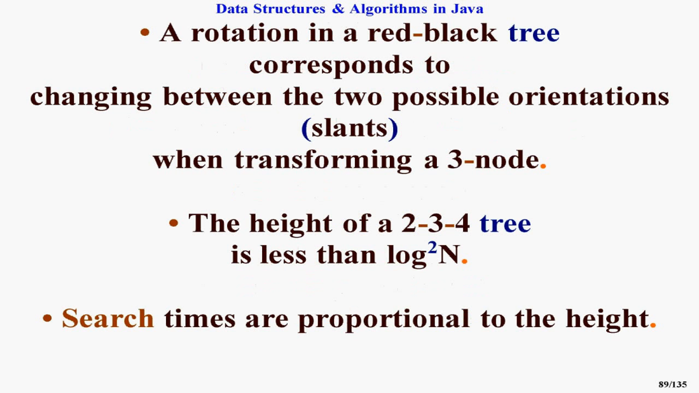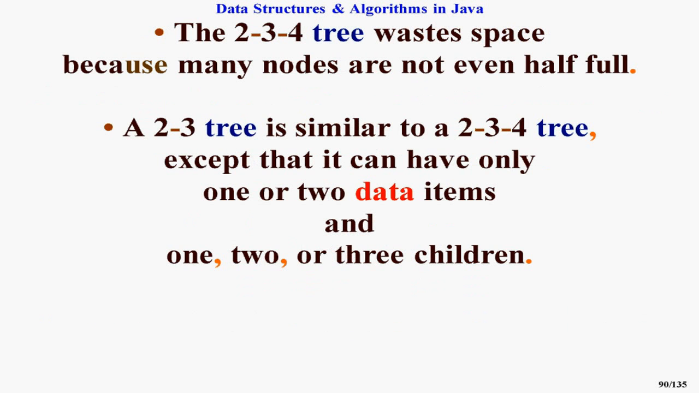A rotation in a red-black tree corresponds to changing between the 2 possible orientations slants when transforming a 3 node. The height of a 2-3-4 tree is less than log 2n. Search times are proportional to the height. The 2-3-4 tree wastes space because many nodes are not even half full.